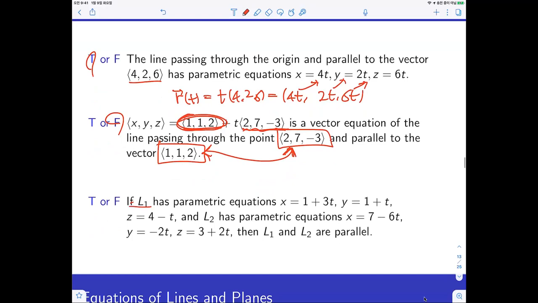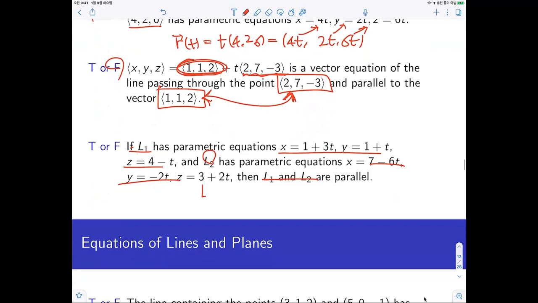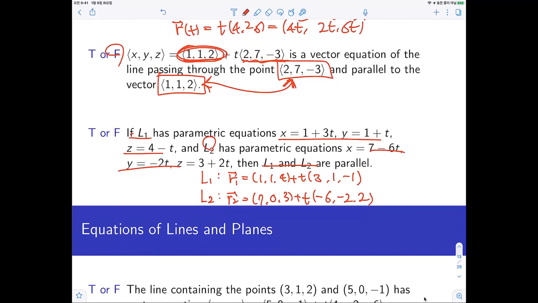Here, L1 has a parametrization of this form, and L2 has this form. Then L1 and L2 are parallel. Before we think about the parallel, we first express these equations in vector form. Then r1 equals 1, 1, 4 plus t times 3, 1, minus 1. And the next one, r2 is 7, 0, 3 plus t times minus 6, minus 2, 2. Since the two direction vectors, 3, 1, minus 1 and minus 6, minus 2, 2 are parallel, these lines are parallel.